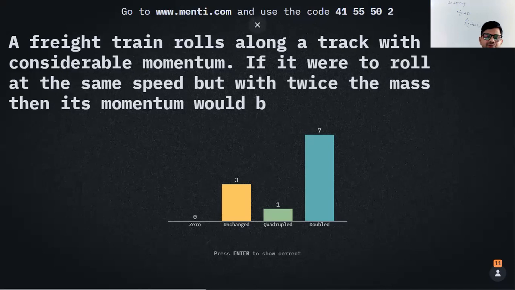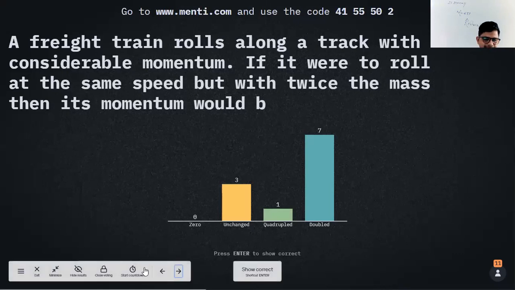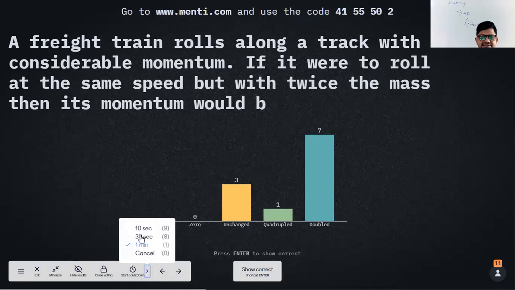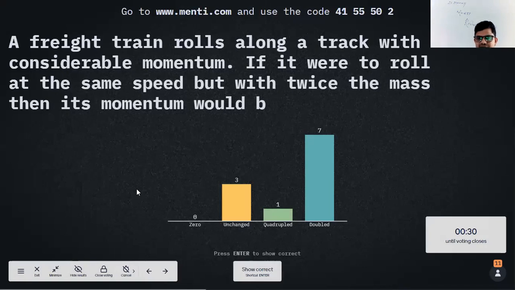A freight train rolls along a track with considerable momentum. If it were to roll at the same speed but with twice the mass, then the momentum would be. So I am giving 30 seconds extra time. After that, voting will be closed on this. So if anyone is left, please do it fast.